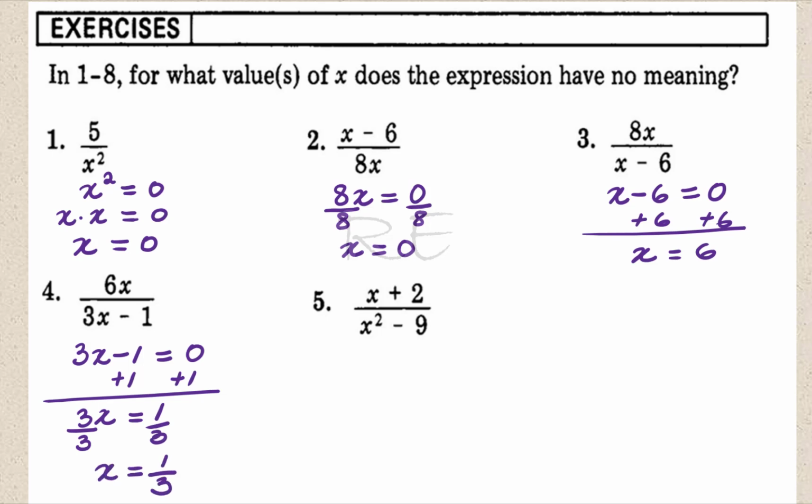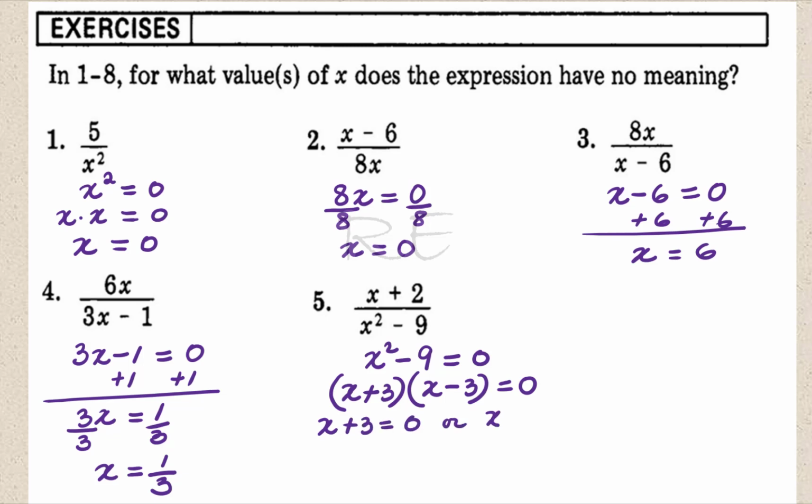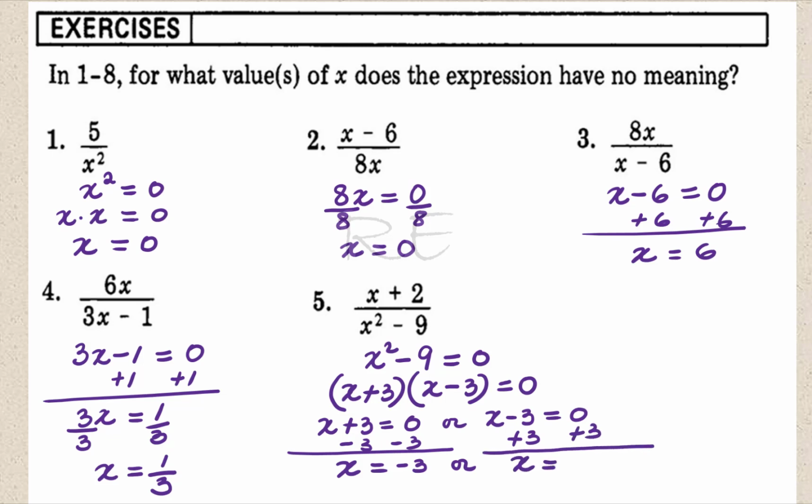For number 5, x squared minus 9 is equal to 0. Difference of two squares, x plus 3 times x minus 3 is equal to 0. X plus 3 equal to 0, or x minus 3 equal to 0. Subtract 3, x is equal to negative 3. Add 3 and x is equal to 3. So these two values are x equal to negative 3 or x equal to 3.